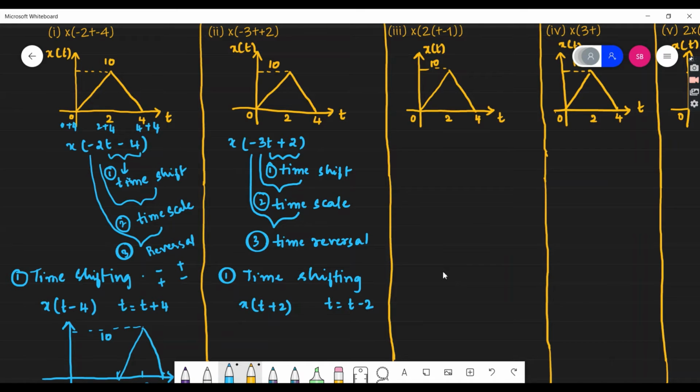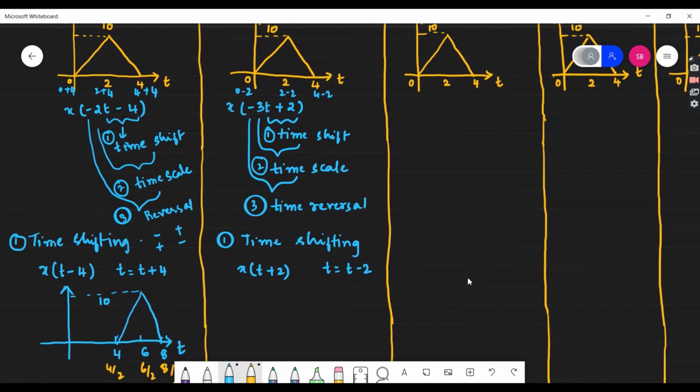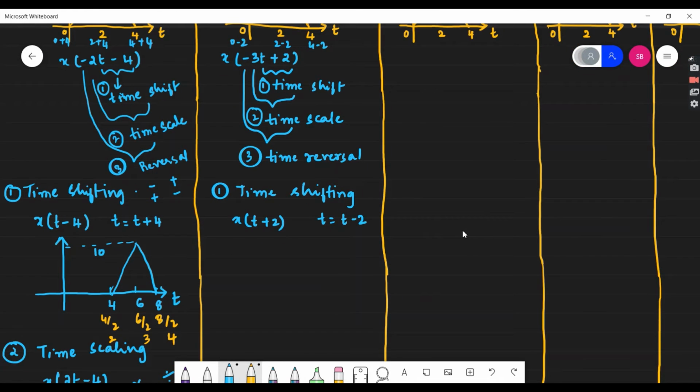So my original signal, if I substitute minus 2, becomes 0 minus 2, 2 minus 2, 4 minus 2. So the signal will be something like this. So minus 2, 0 and 2 I want. So this is the x of t plus 2 signal. This is your independent time variable t. This is minus 2, this is 0 and this is plus 2. Here I have to take a triangle once again, which has an amplitude of 10. So this is my x of t plus 2 signal.